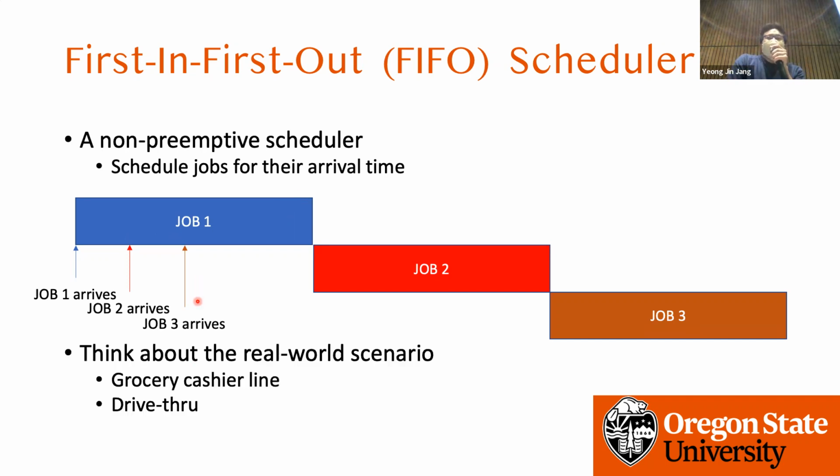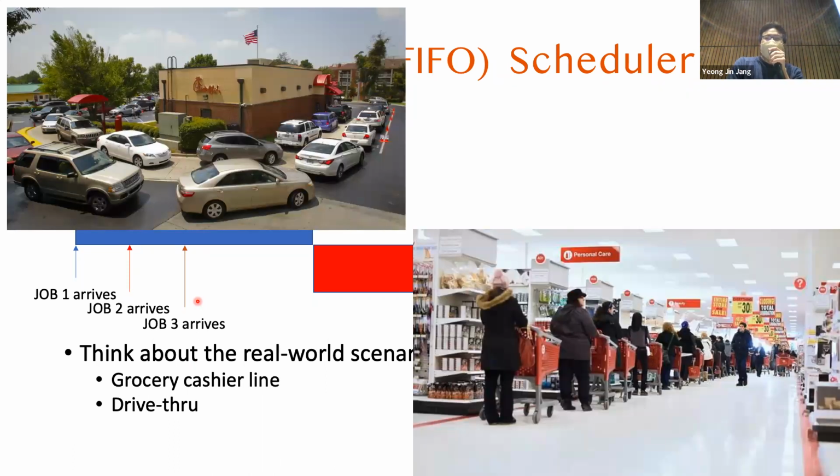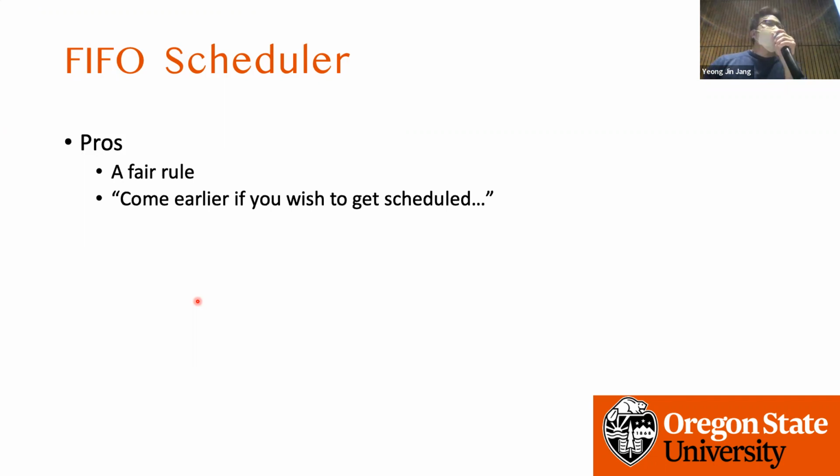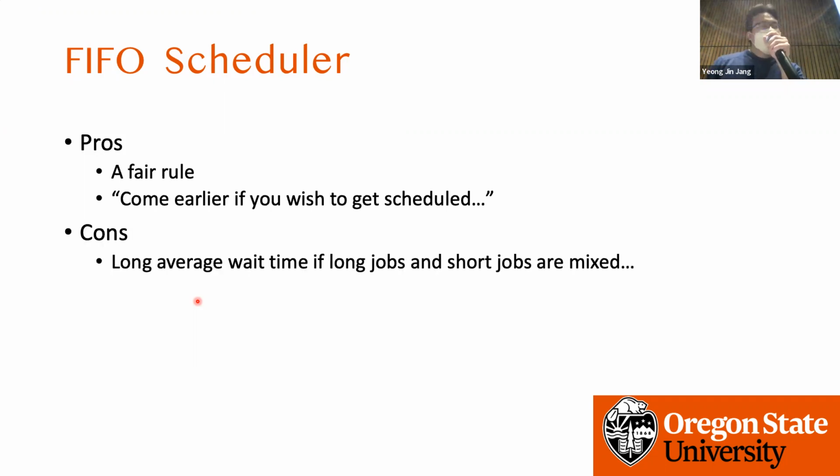This is very similar to a real-world scenario. You can think about a drive-through or a grocery cashier line: first come, first served. So it's quite natural. Now let's examine some of the pros and cons of the FIFO scheduler. The process is very fair. If you want to get scheduled earlier, then come earlier. Yes, it's fair. But the con is that it can have a long average wait time if long jobs and short jobs are mixed. Let me show you an example.